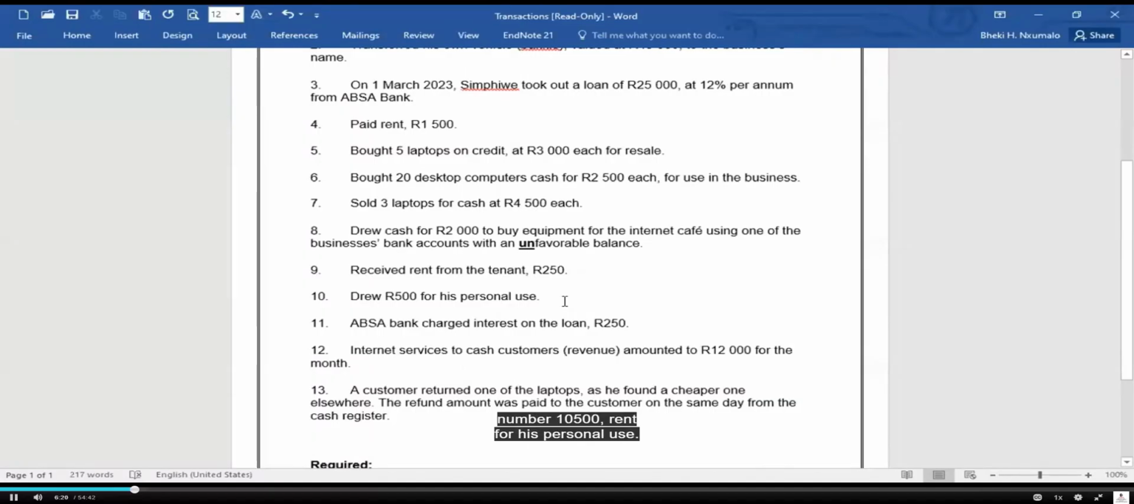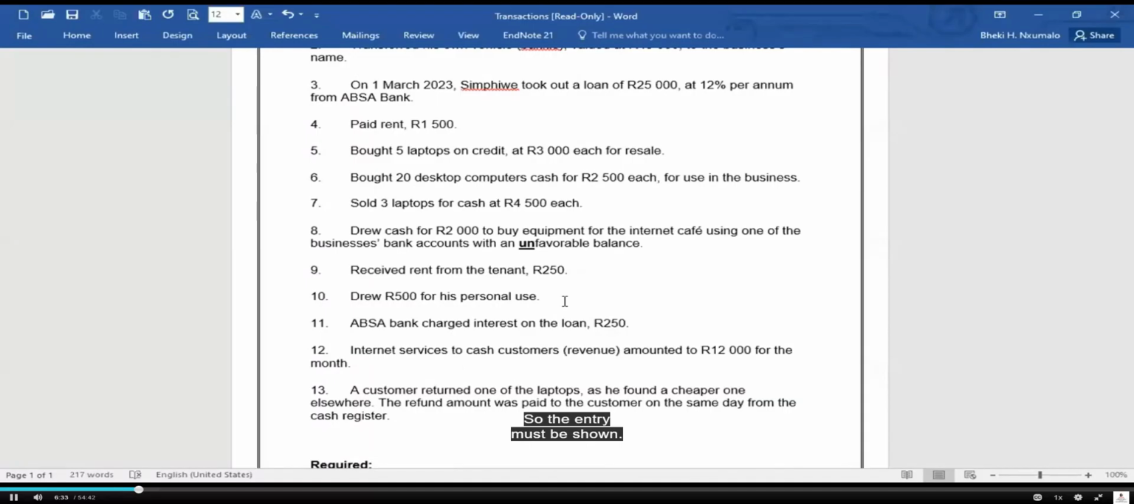Number 10, he drew 500 Rand for his personal use, because it happens that an owner might take cash or stock or inventory in the business for personal use. So the entry must be shown in the business so that at the end of the month, we balance our books.